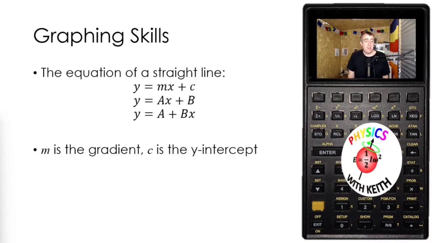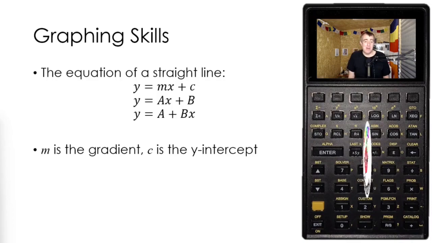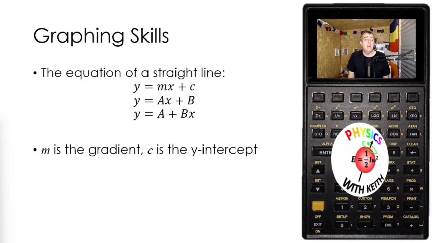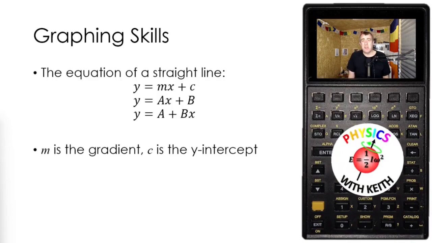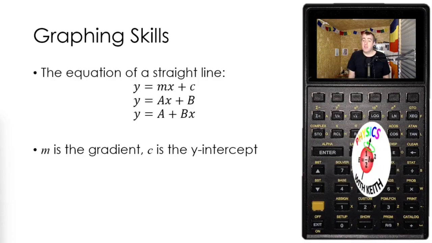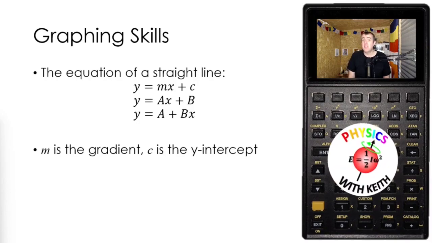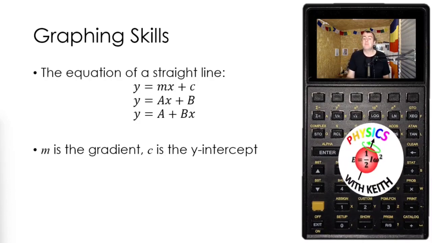Now, in physics, we like straight line graphs. Everything we do in physics, in practicals, is going to be trying to get straight line graphs. And if a relationship isn't a linear relationship, we're going to modify things to make it so it is.